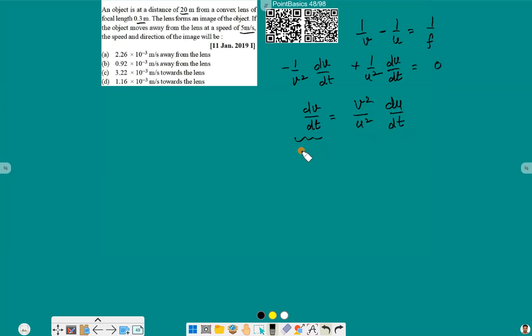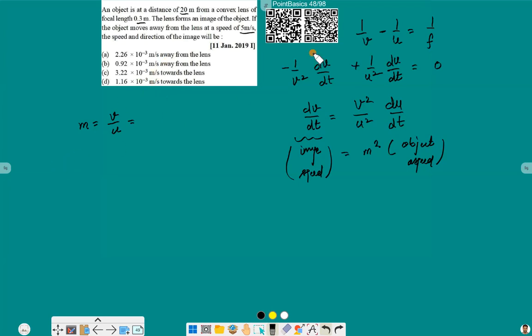Now this dv by dt is the image speed. This v by u, squared, is the magnification square, and this du by dt is the object speed. So image speed is equal to m square times object speed. Now we have to first calculate the magnification. For a lens magnification is v by u, so we have to calculate v first.